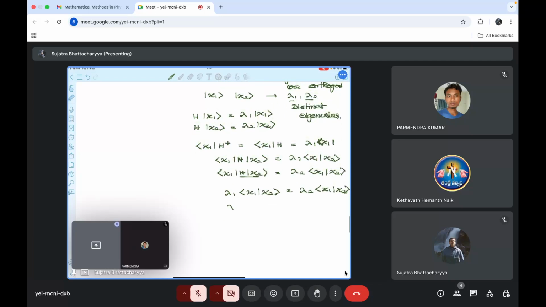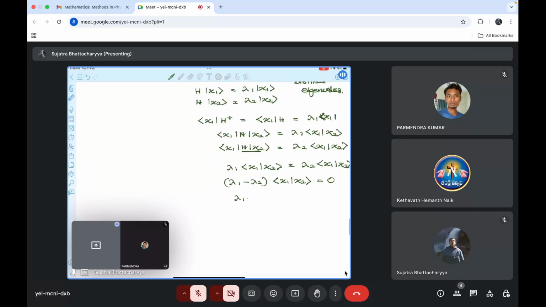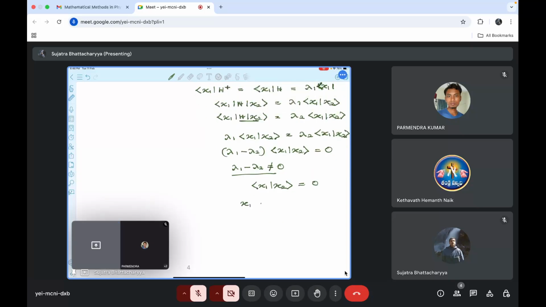Okay, so lambda 1 minus lambda 2, x1 inner product with x2 is equal to 0. Since we know that lambda 1 minus lambda 2 is not equal to 0 because they are two distinct eigenvalues, so their difference is not equal to 0, then only we can say that x1 inner product x2, or the scalar product of x1 and x2, is equal to 0. What does that mean? x1 is orthogonal to x2.